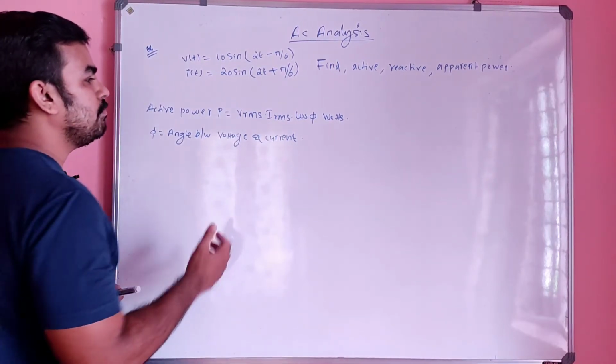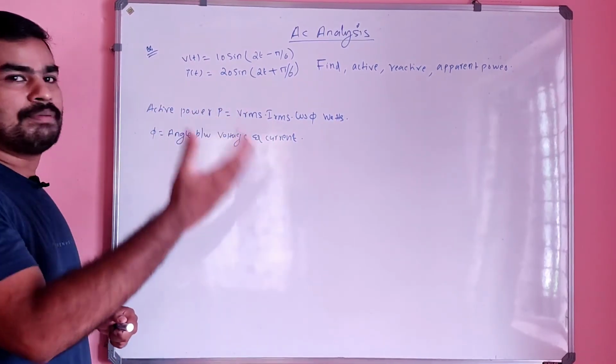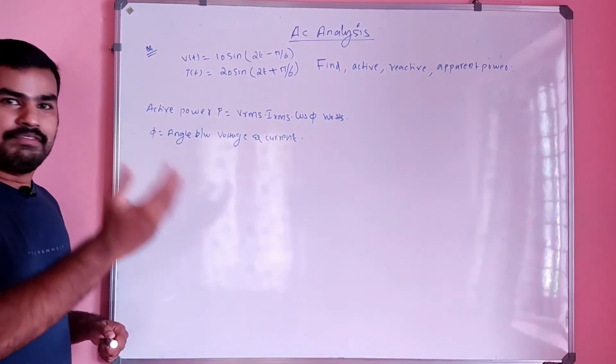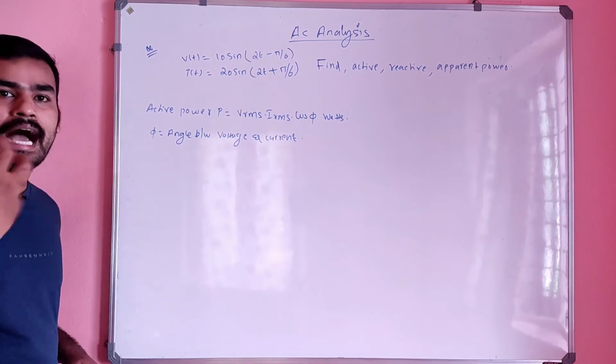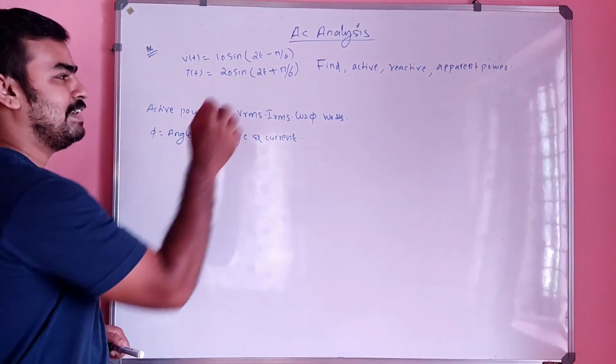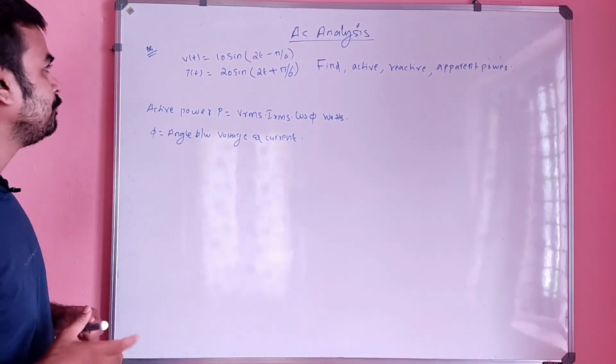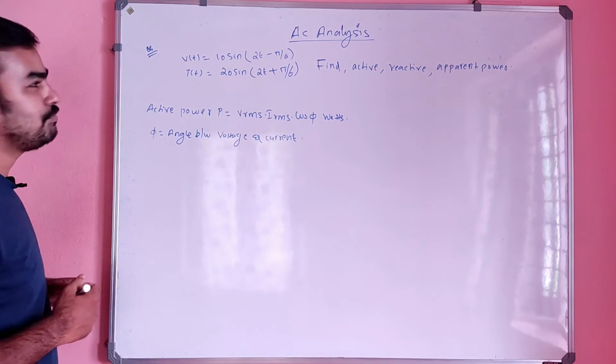Then the first step is to find phi, because the active power equation and the reactive power equation have VI cos phi and VI sin phi. So first step is to find the value of phi. Okay, then how can we find phi?